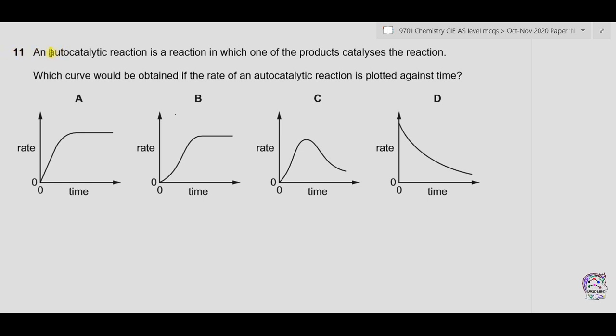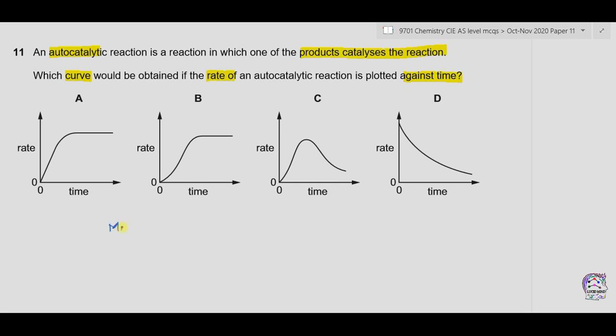Question 11. An autocatalytic reaction is a reaction in which one of the products catalyzes the reaction. This is the definition of an autocatalytic reaction. Which curve would be obtained if the rate of an autocatalytic reaction is plotted against time? This question can be explained with the help of an example. We have oxidation of ethanedioic acid by acidified KMnO4.